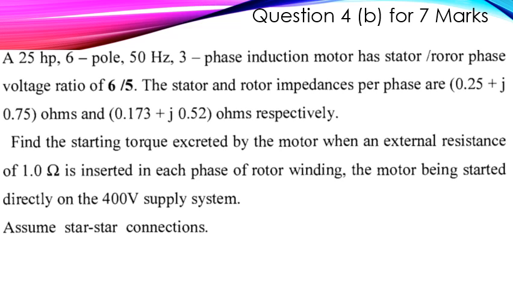So these are the stator and rotor impedances. Find the starting torque exerted by the motor when an external resistance of 1 ohm is inserted in each phase of the rotor winding, the motor being started directly on the 400 volt supply system. Assume star-star connection. So here we have to find out the starting torque. To determine the starting torque, first we have to find out the output power and synchronous speed. So we'll see that.